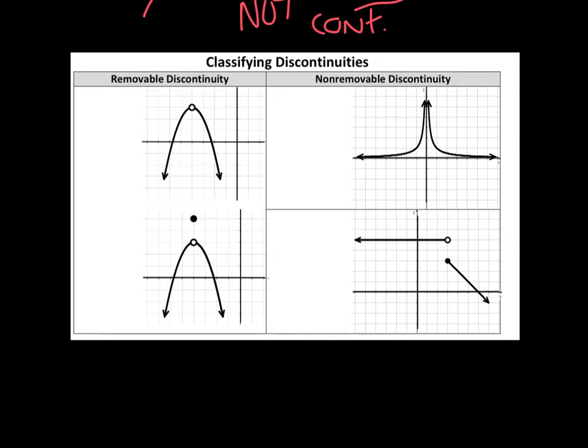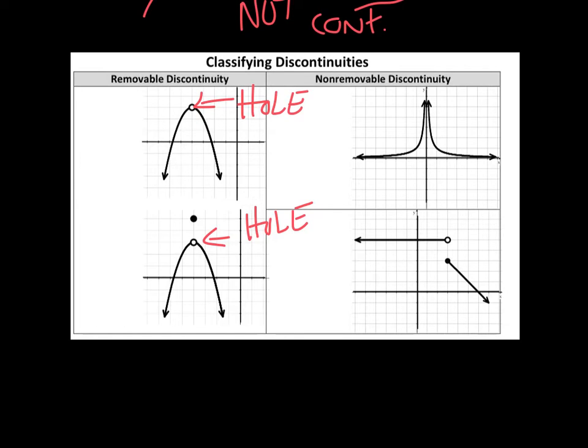Now, the AP does say you have to understand the difference between a removable discontinuity and a non-removable discontinuity. So it's a big deal that we get these straightened out in our notes and in our heads. You'll notice a removable discontinuity basically has a hole in the graph. So again, I'm going to call that a hole. And it has a hole in this graph. Okay, and that is called a removable discontinuity, a hole in the graph.